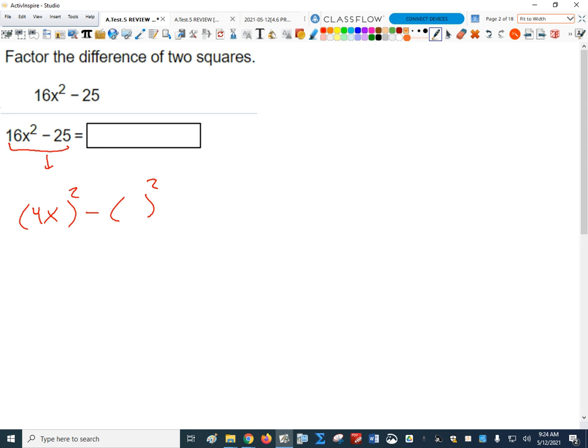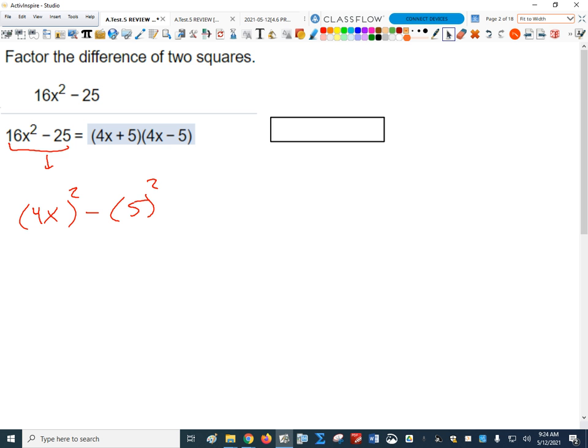And the second one would be what? 5. Okay, so then what's the pattern that goes with that? There you go. That's our pattern, right? a plus b times a minus b. Either order, doesn't matter which one you put first. Okay, give me thumbs. We good? Okay, all right.